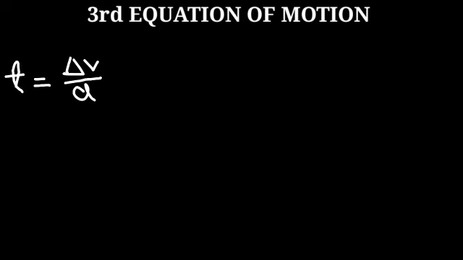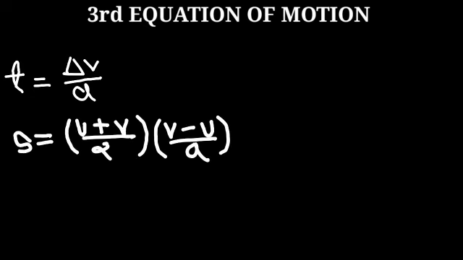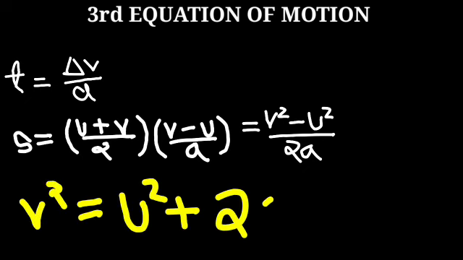Then we can substitute this equation for t into our equation for displacement using average velocity. s equals (u plus v) by 2 times t. s equals (u plus v) by 2 times (v minus u) by a. s equals (v square minus u square) by 2a, and rearranging this equation to solve for v square, we get our third equation of motion, v square equals u square plus 2as. This equation is particularly useful when time is not given or not required in the problem.